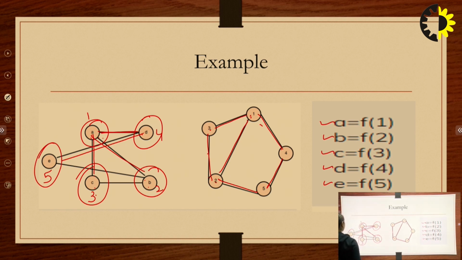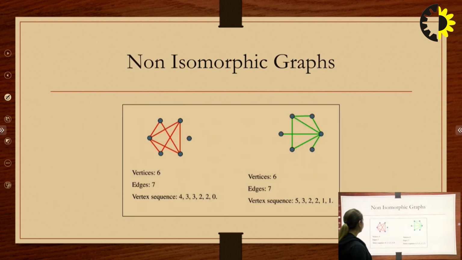Check for this vertex. 5 is connected to 4. 5 is connected to 2. 5 is connected to 4. 5 is connected to 2. This way it is an isomorphic graph.